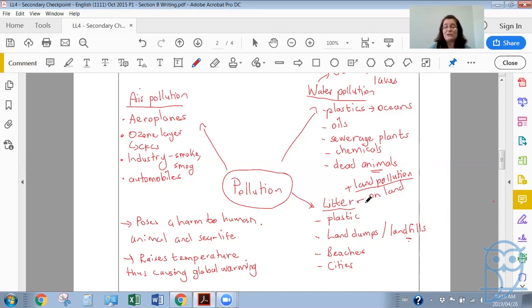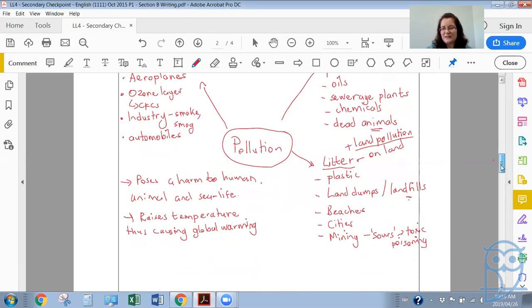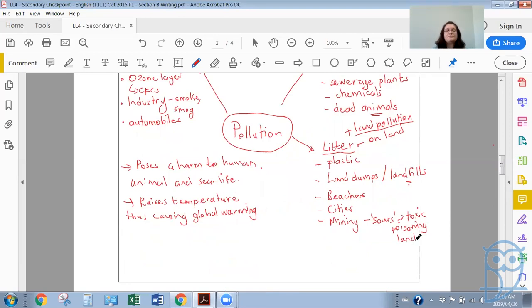So if we want to also include land pollution, we could say mining. And if we're right here, sours, and we'll just say toxic poisoning to land. Okay, so very nice. Wow, we all know quite a lot about this topic, toxic poisoning of land. All right, so look at all these ideas that we can expand on. You wouldn't want to spend any more time than we've been spending here. You try and do this a bit quicker. Obviously it's taking us a bit of a while because I'm trying to interact with you, which is very important.